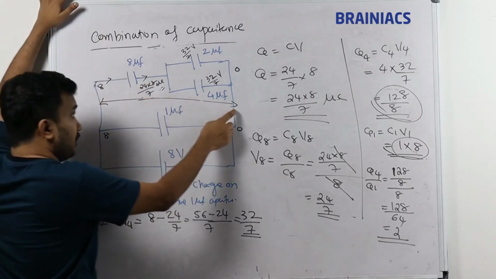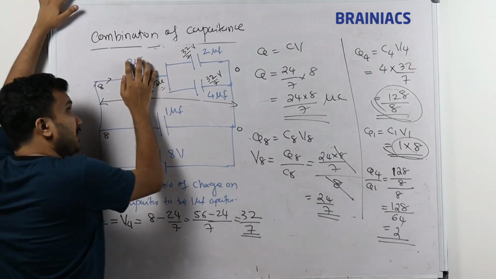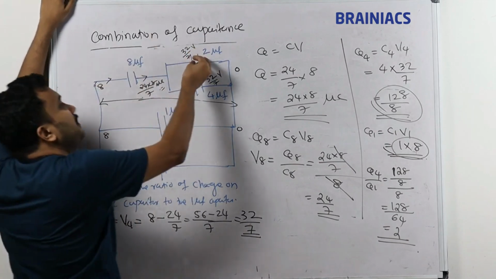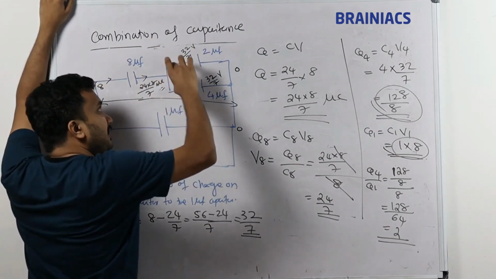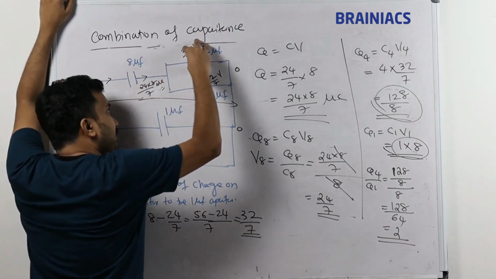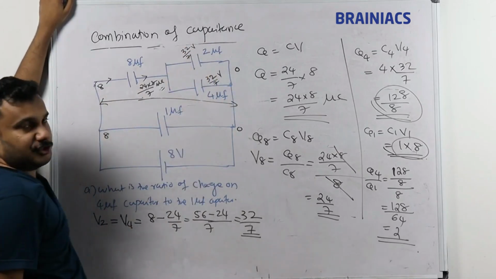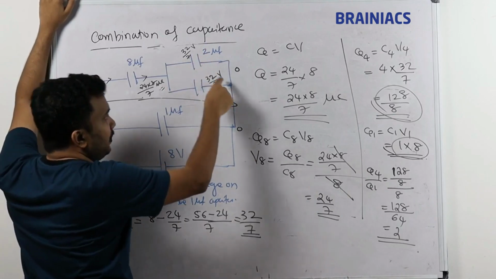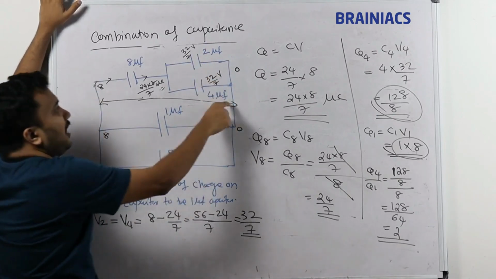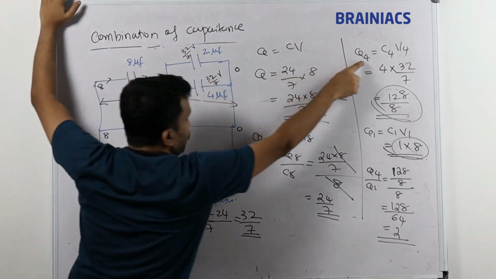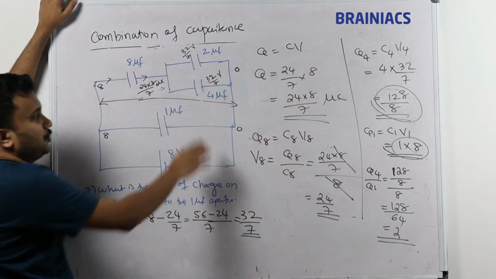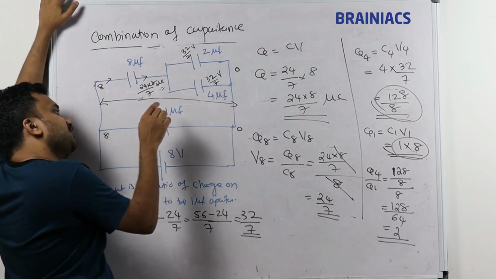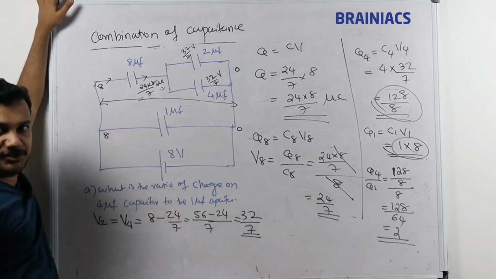But what's the total voltage? 8 volt. So some of the voltage has dropped across this capacitance. The balance voltage is available across this one, and the same across the other, because it is a parallel connection. Based on the voltage and capacitance here, I find out the charge Q4. So Q4 is obtained. Next I need to get the charge on the 1 microfarad capacitor.